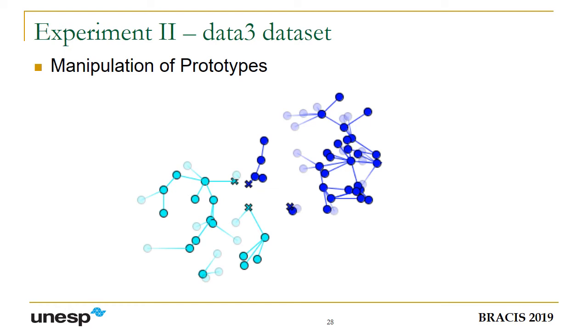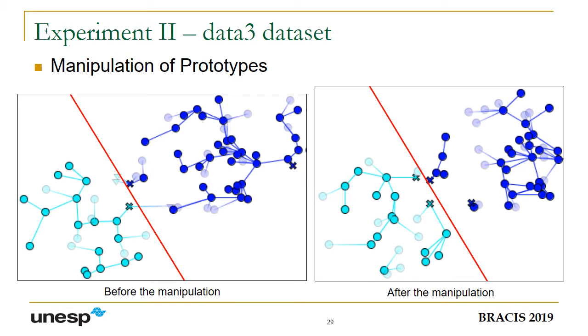We could prepare our training data set to better represent the boundary. Here we are better representing the boundary with new prototypes. So after the manipulation, we could see that no wrong prediction occurs in the OPF.